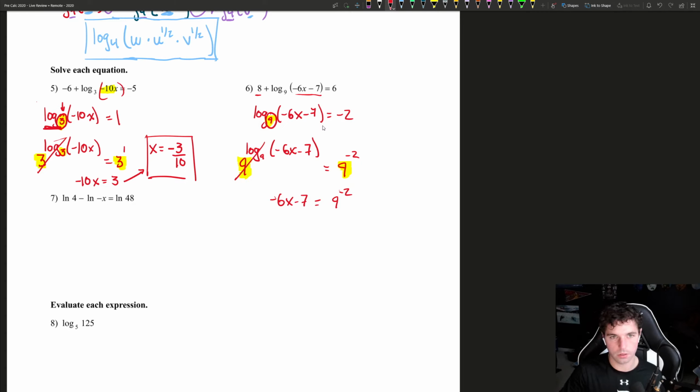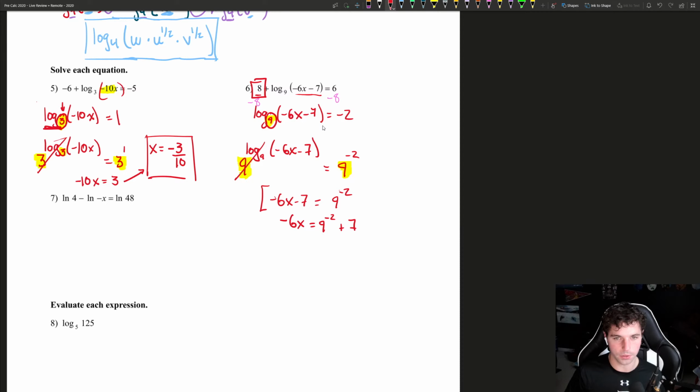Why is it negative 2? If we subtract 8 from both sides, 6 minus 8 is negative 2. So if I add that step, minus 8, 6 minus 8 is negative 2. And then we just work from here. So we add 7. So we have negative 6x is equal to 9 to the negative 2 plus 7.